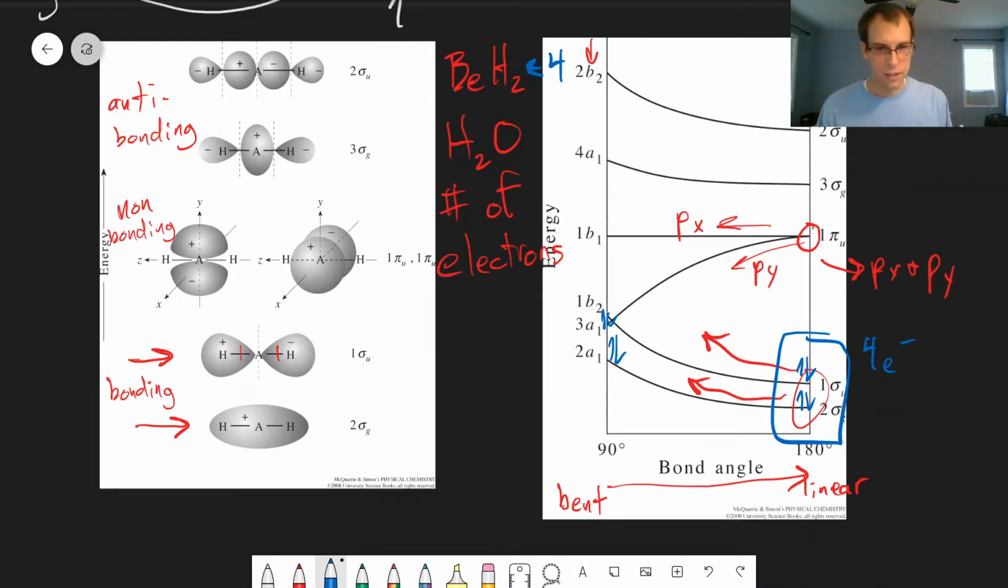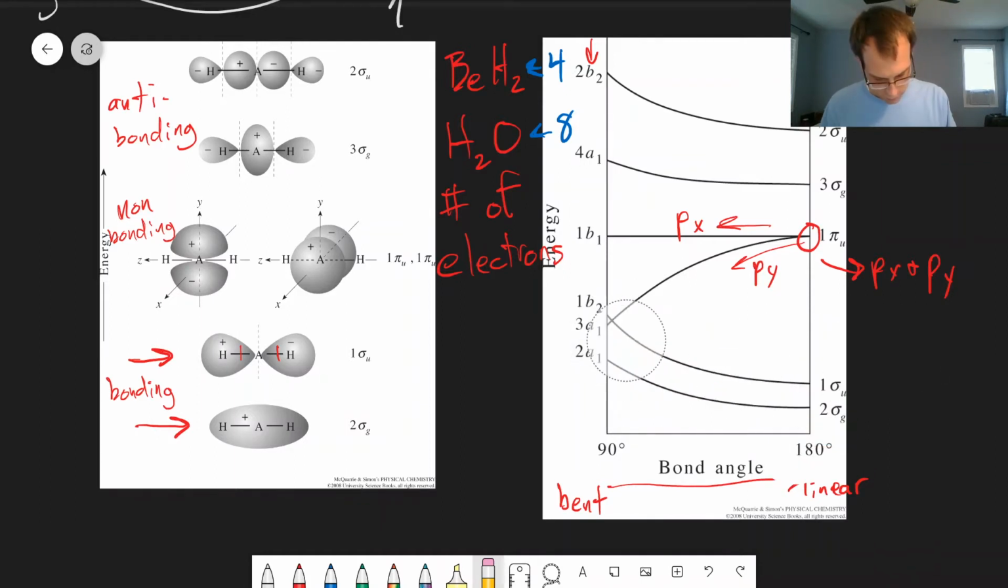Water, on the other hand, H2O, here we have 8 valence electrons. And we have to fit all 8 of these into our system. Okay, so we'll do this in green for water. Let me erase some of this stuff from the BeH2, just to make this a little bit easier to follow.